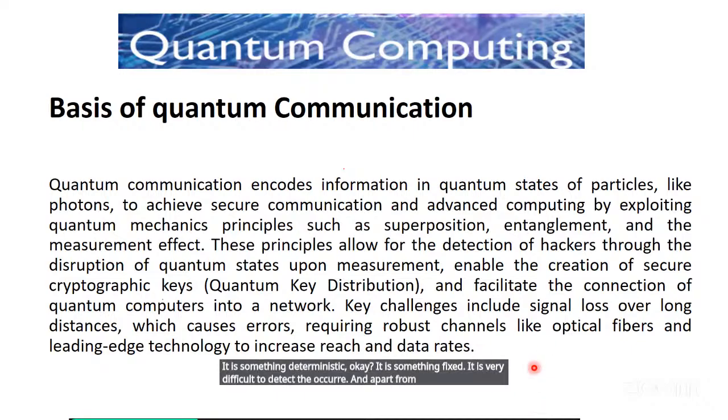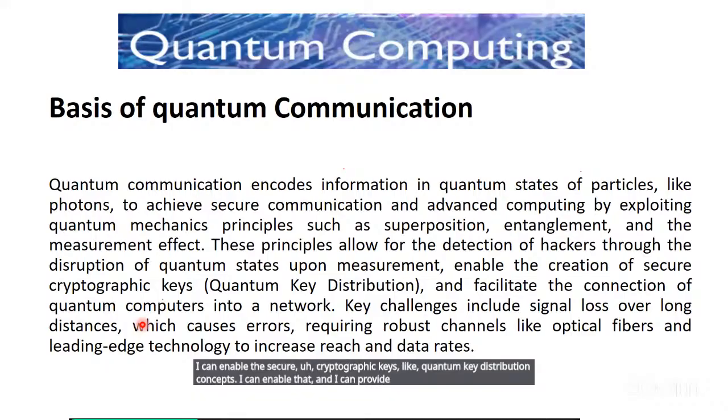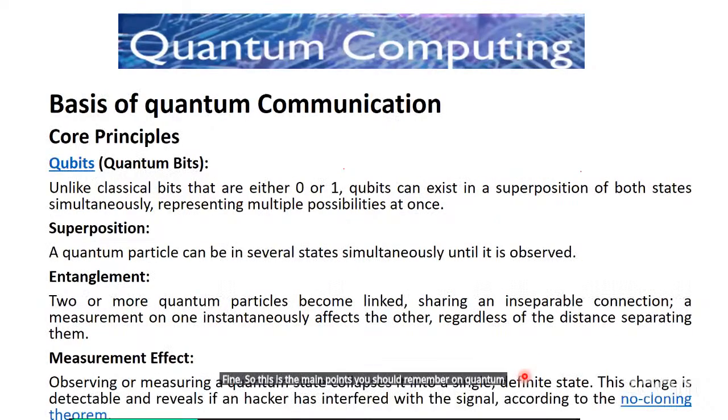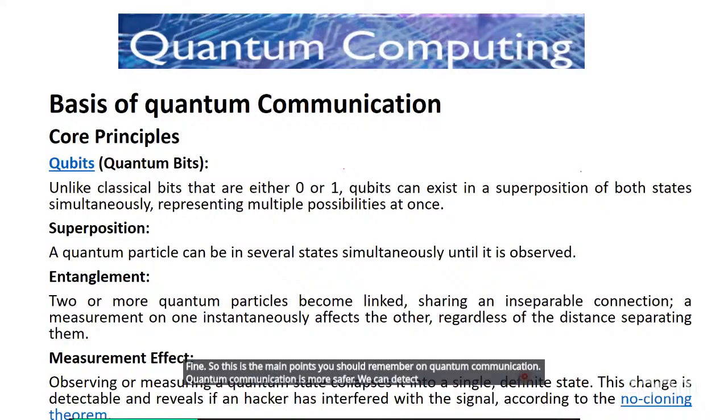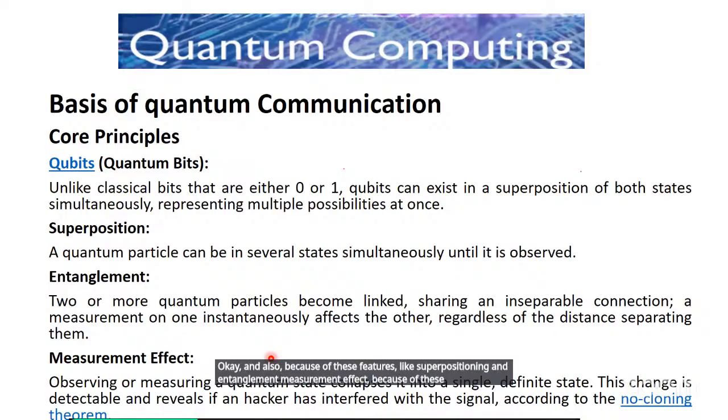And apart from that, once I come to know somebody is trying to access my data, I can enable secure cryptographic keys like quantum key distribution. I can enable that, and I can provide secure communication over long distance. Then also some signal loss will be there. For that, you should use quantum repeaters in between. Fine. So these are the main points you should remember on quantum communication. Quantum communication is more safer. We can detect the hacker very easily. And because of features like superposition, entanglement, and measurement effect, I am able to identify the hackers. Classical communication does not support me to detect the hackers easily.